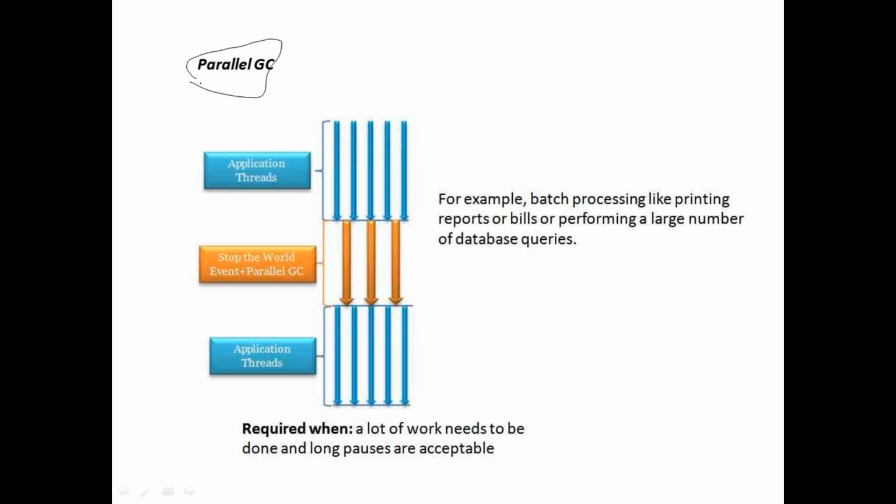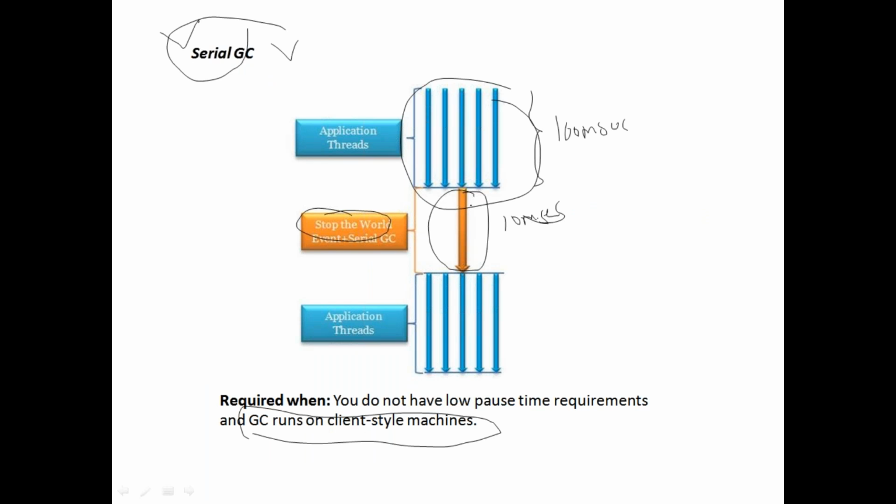Now let's go with the parallel GC. This is what you understand now, parallel GC, and here serial GC. One more thing you have to remember is only one thread is allocated for the garbage collector in serial GC, and it's a stop the world event as well.